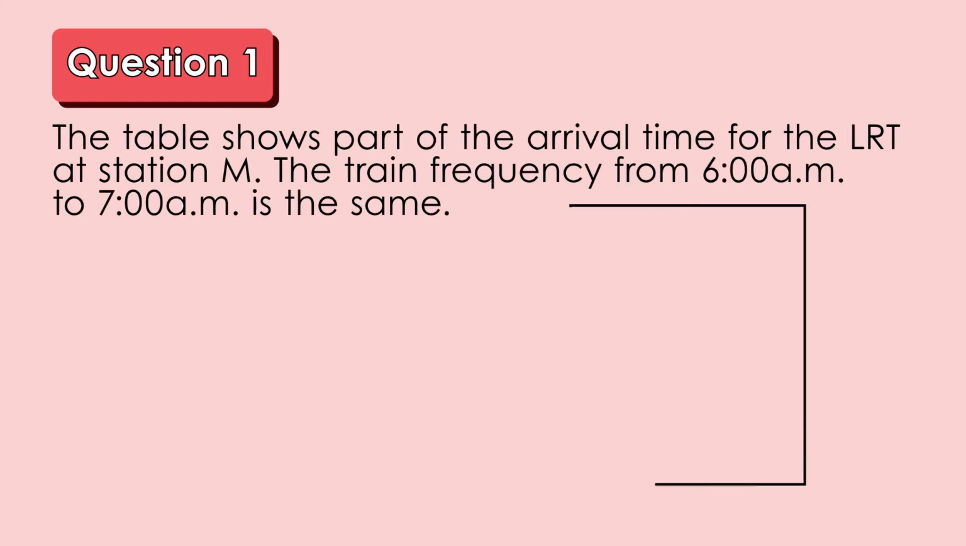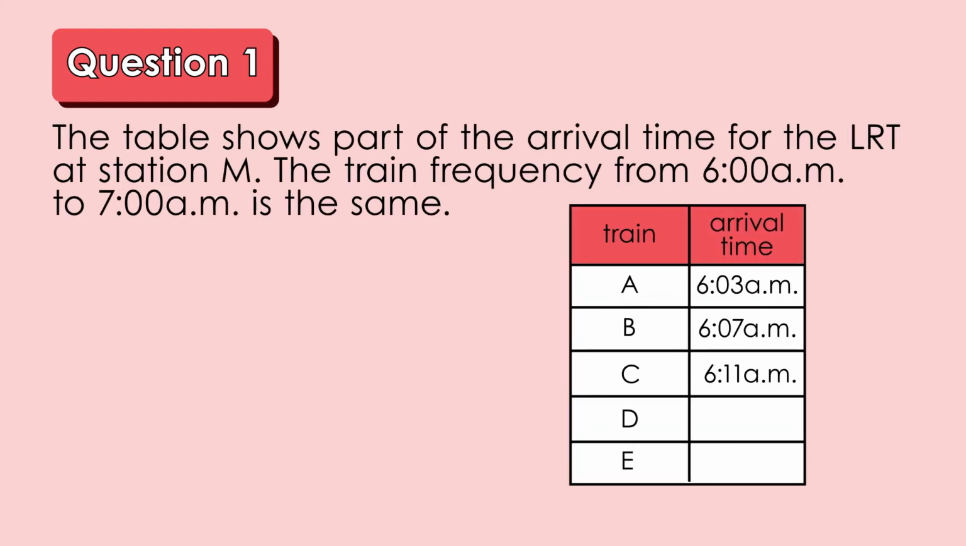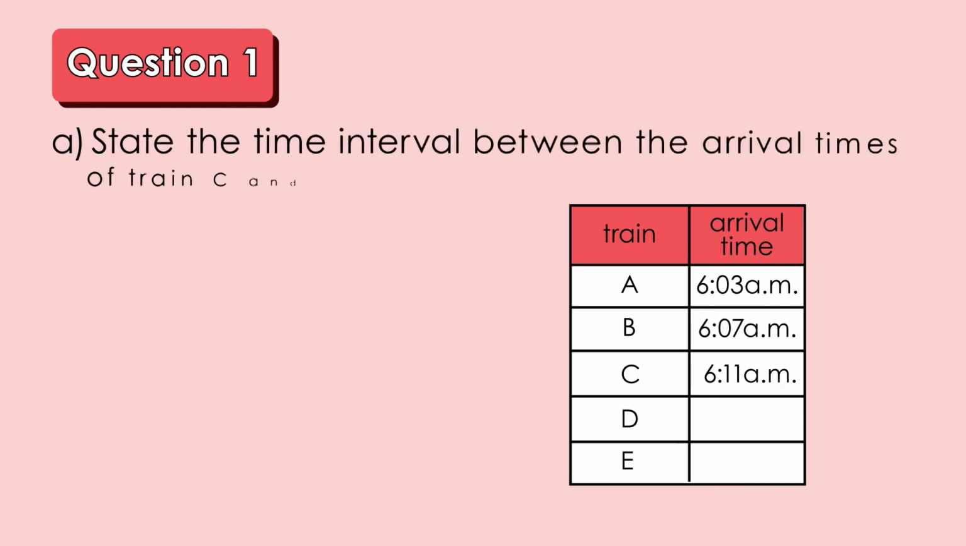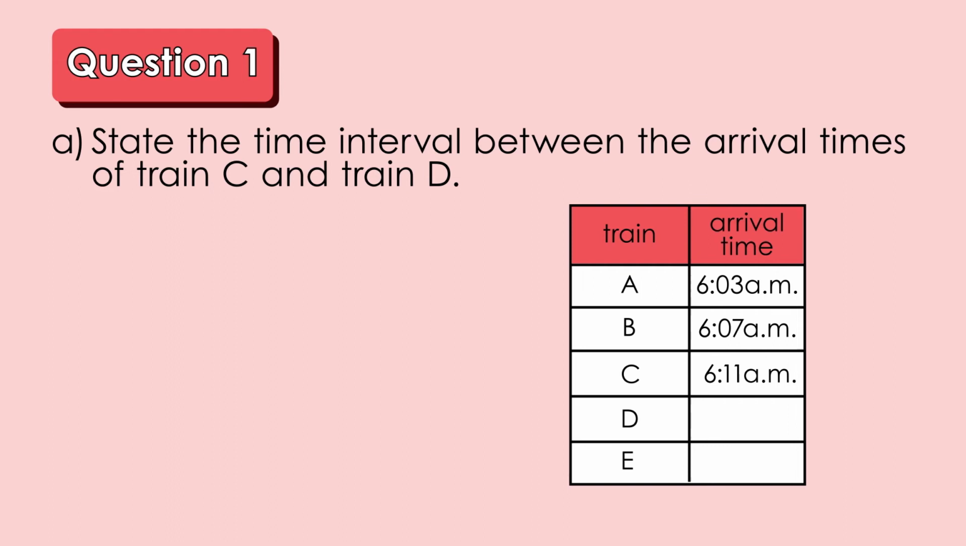Can you please answer this question? The table shows part of the arrival time for the LRT at station M. The train frequency from 6 a.m. to 7 a.m. is the same. Question A. State the time interval between the arrival times of train C and train D.